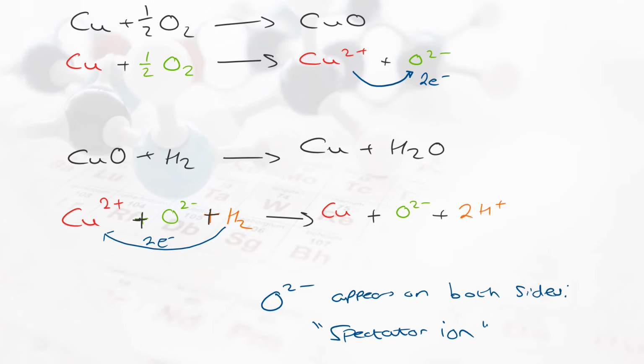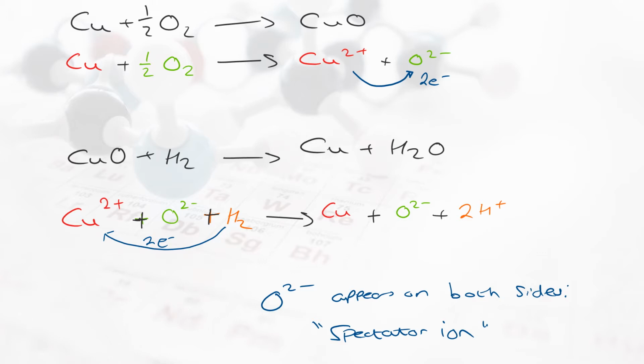And you can see that it doesn't change, and so that's something that we call the spectator ion. It's in the equation, but it doesn't actually really get involved in the reaction. And if we go back to our first equation, we said that the copper was oxidized because it lost electrons. Well, we can actually say that our oxygen has been reduced because we started off with neutral oxygen, O2. We've then gone to O2 minus. So the oxygen has gained 2 electrons and therefore it must have been reduced.